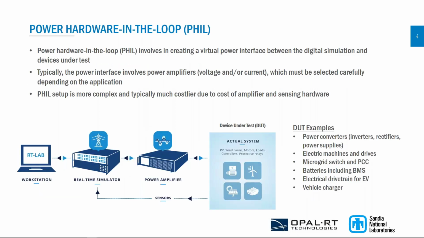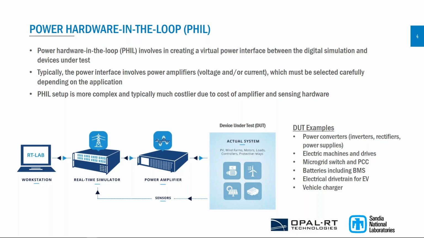So power hardware in the loop involves creating a virtual power interface between the digital simulations and the devices under test. As shown in this figure, we now have a power amplifier between the real-time simulator and the devices under test. The power amplifier basically amplifies the low voltage or current signals from the real-time simulator to the actual voltage and current so that you can now connect actual power devices such as power converters, machines, drives, even microgrid switch, point of common coupling, batteries including BMS, electrical drivetrain, vehicle charger, etc.